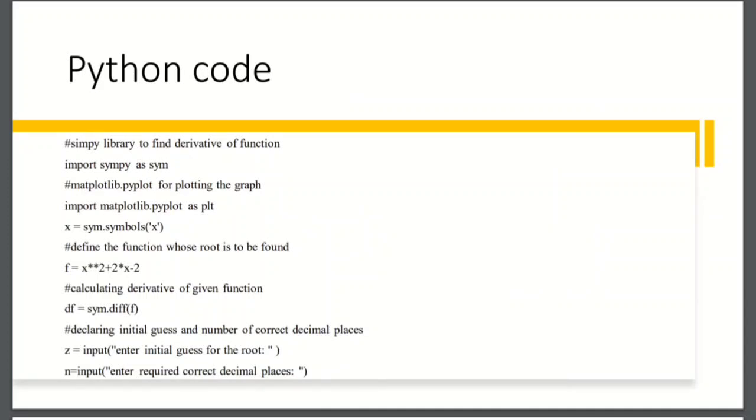Then the Python code for the above discussed method is importing the SymPy library for finding derivative and x as a symbol, and matplotlib to plot the graph of the given function. Initially declare x as symbols in the function of x. As f I chose the function x square plus 2x minus 2. With the help of the SymPy function, df is declared as the differentiation of the given function in variable x.